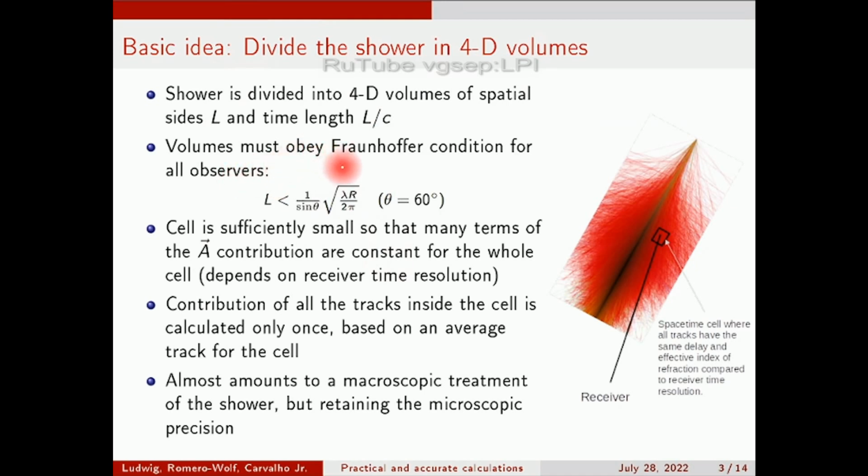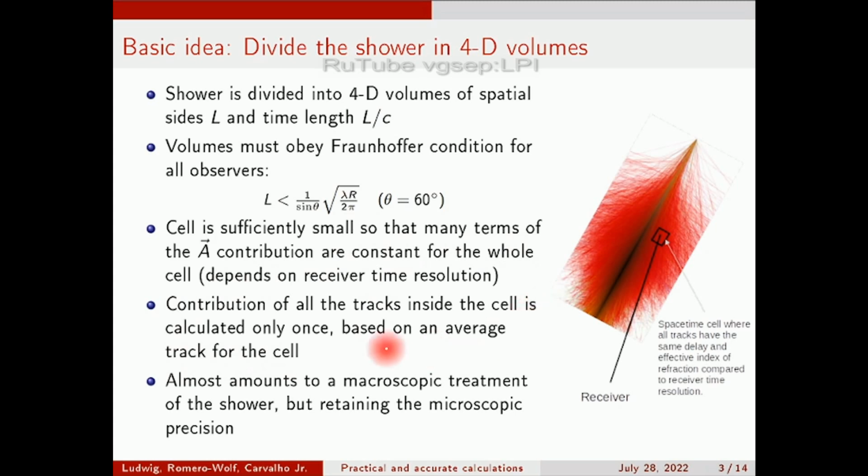It also depends on, in this case, R, the smallest distance, so the distance to the closest antenna. And of course, the observing angle, for which we are very generous because we have to pre-calculate that. So the cell is sufficiently small so that many terms of that expression that I showed you before are constant for the whole cell, so that they don't have to be recalculated every time. But we still have many, many tracks inside the cell.